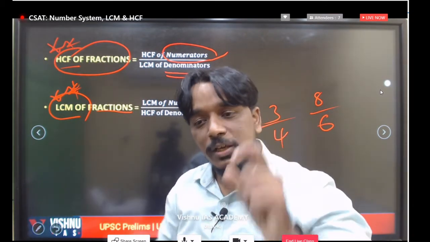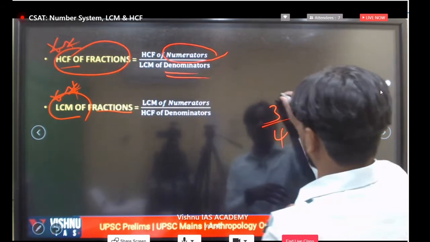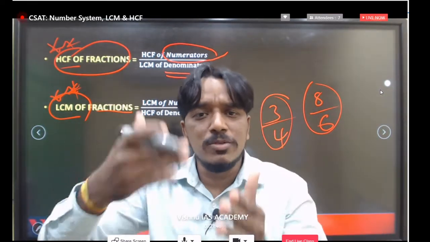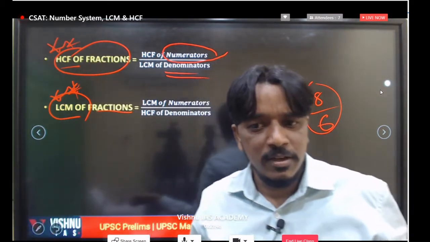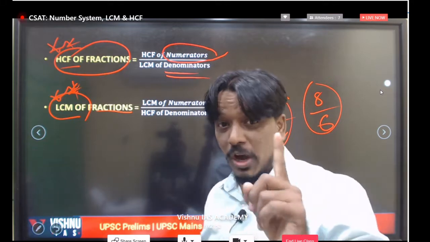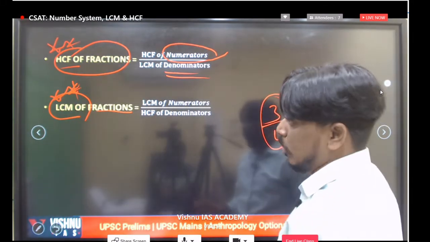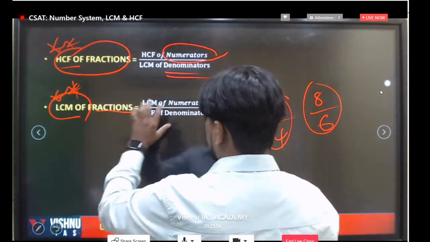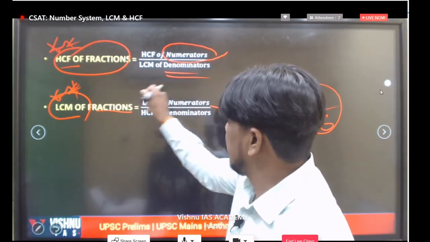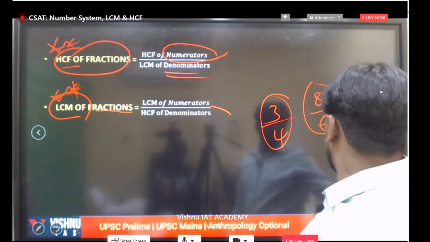But in the UPSC exams we always get very small numbers. For small numbers you can easily find it using the division method of LCM and HCF, or directly you can take prime factors also. Any method is very simple, but you have to focus on one best important method. LCM of fractions is LCM of the numerators by HCF of the denominators. Same method applies for previous year questions.